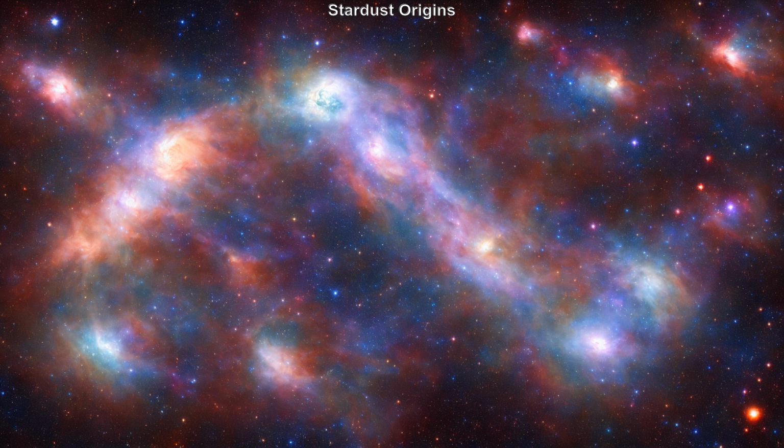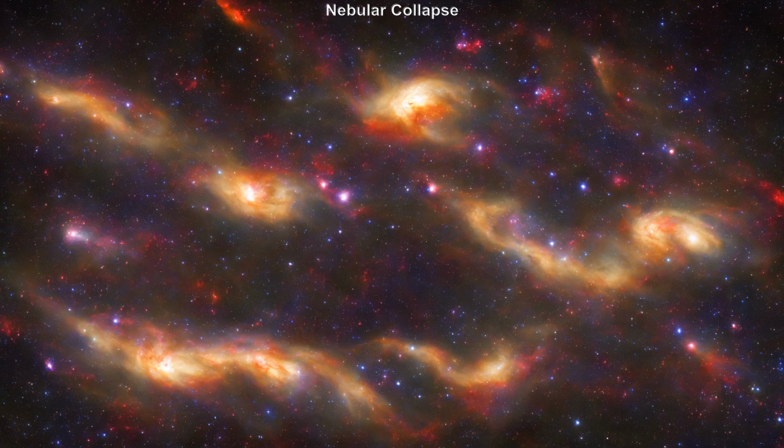We are stardust. Heavier elements like carbon and oxygen are forged in stellar cores and supernova explosions, which scatter these elements, forming the building blocks of new stars and planets. It all begins with gravity acting on vast clouds of hydrogen and helium. A molecular cloud disturbed by a supernova or galactic collision starts to collapse under its own gravity.